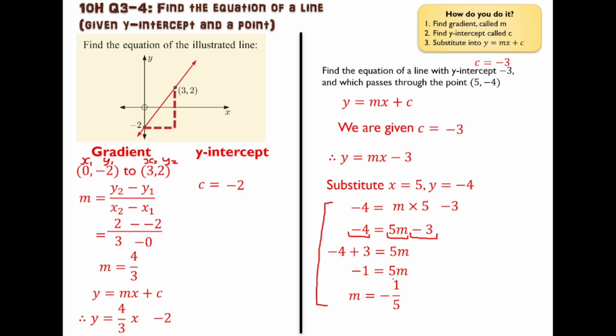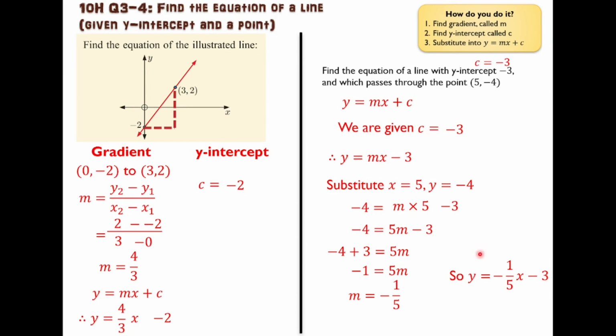Okay, so we know what m is, the gradient, and we know what c is, the y-intercept. That is all the information we need. Now we can substitute into y equals mx plus c, but instead of m, I'm going to write -1 over 5. The x goes there, and c is -3. So this is the equation of the line.